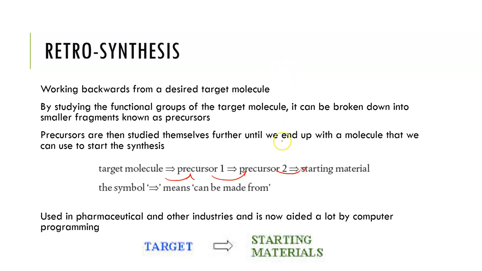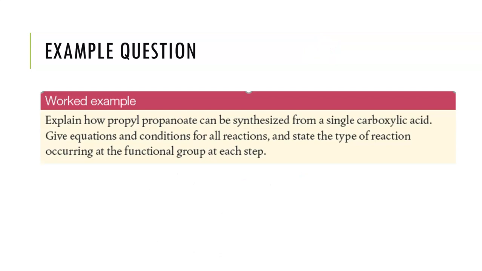This wide two-line arrow is a retrosynthetic arrow. That's telling us that it can be made from, rather than that we are making something to get to that. It's sort of like indicating the reverse process. We use this in pharmaceutical and other industries a lot, and quite often this is done using computer programming and various other tools to help us pull apart molecules to work out what we can start with.